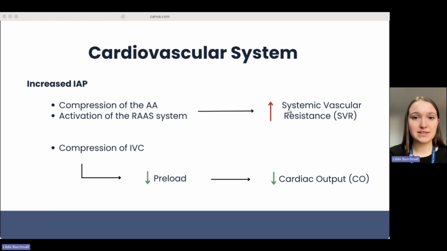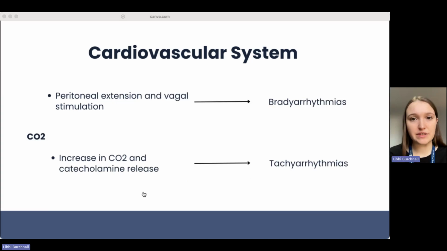Secondly, it can compress the inferior vena cava, which will decrease the preload on the heart, so it decreases the amount of blood going back to the heart, and in turn this will decrease the cardiac output. And thirdly, with the increased intra-abdominal pressure, when you're creating the pneumoperitoneum, you stretch the peritoneum while inserting the Veress needle, for example, and that can stimulate the vagal nerve to lead to bradyarrhythmias, so the heart slowing down.